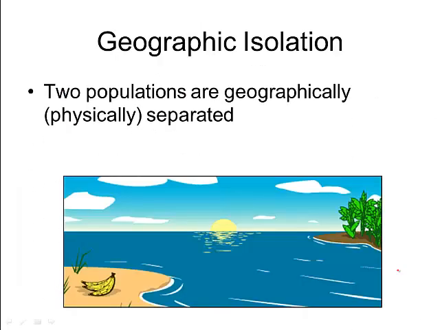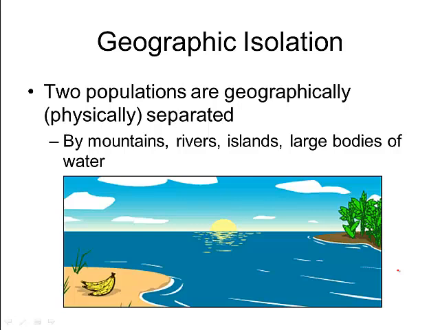Geographic isolation is just what it sounds like. If two populations become geographically or physically separated from each other, then obviously they're not going to be able to reproduce. So they could get separated by mountains, rivers, islands, large bodies of water, whatever is going to keep two groups from getting to each other so that they can reproduce, that's going to be a geographic isolation.